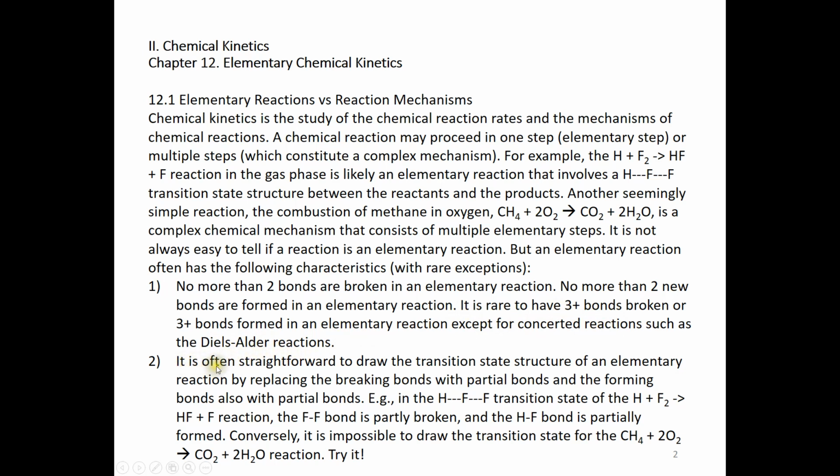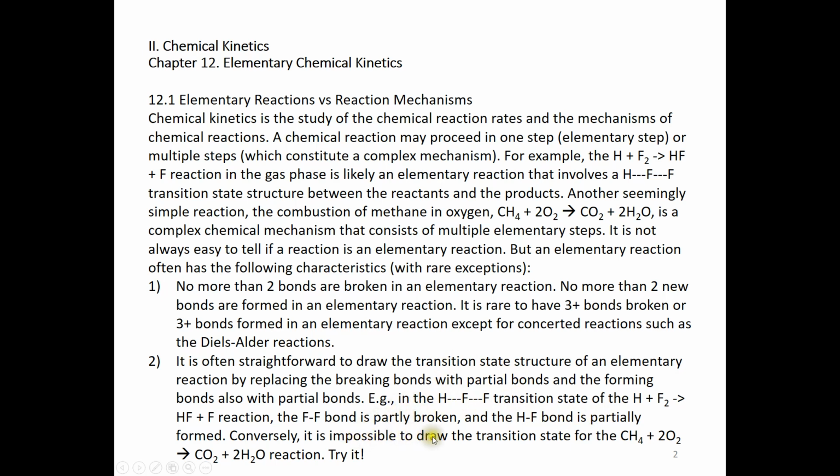Number two, it's often straightforward to draw the transition state structure of an elementary reaction by replacing the breaking bonds with partial bonds, and the forming bonds also with partial bonds. For example, in the transition state for this reaction between hydrogen and fluorine, the F-F bond is partially broken, and the hydrogen-fluorine bond is partially formed.